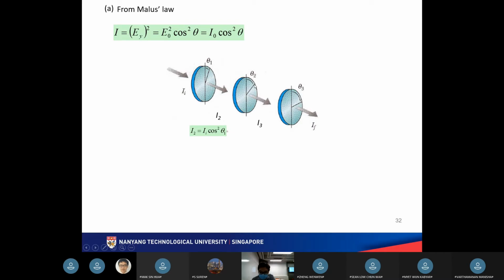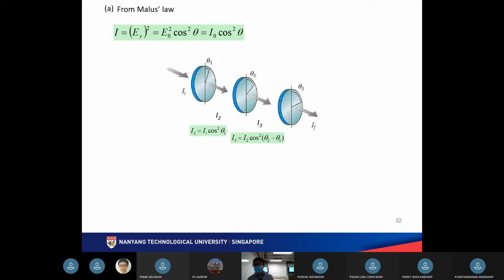The transmission axis for the second polarizer is theta 2. Then what's the angle between the electric field for I2 and the transmission axis for the second polarizer? What's the angle? What's the angle? Student team? Theta 2 minus theta 1. Very good. Should be theta 2 minus theta 1. So actually my I3 should equal I2 times cosine of theta 2 minus theta 1, squared. Okay, cosine theta 2 minus theta 1 squared.